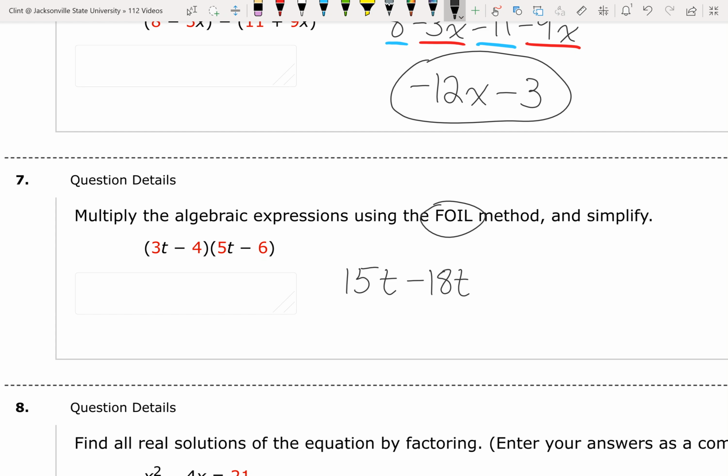And for the inner terms, we have negative 4 times 5t. So that's negative 20t. And then the last terms, we have negative 4 times negative 6, so that is a positive 24. Two negatives make a positive. We have like terms in the middle to combine. So negative 18 minus 20, we end up with negative 38. I'm sorry, this is squared here. 3t times 5t is 15t squared. I left that off. So negative 38t, and then plus 24.